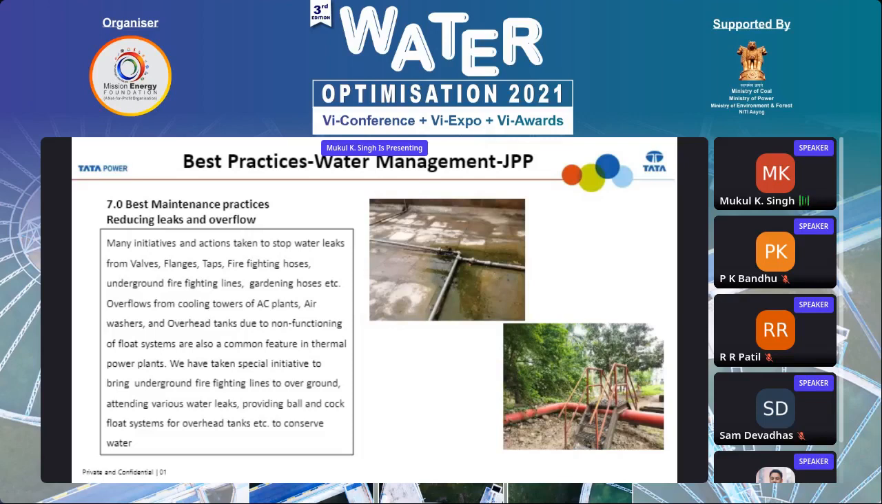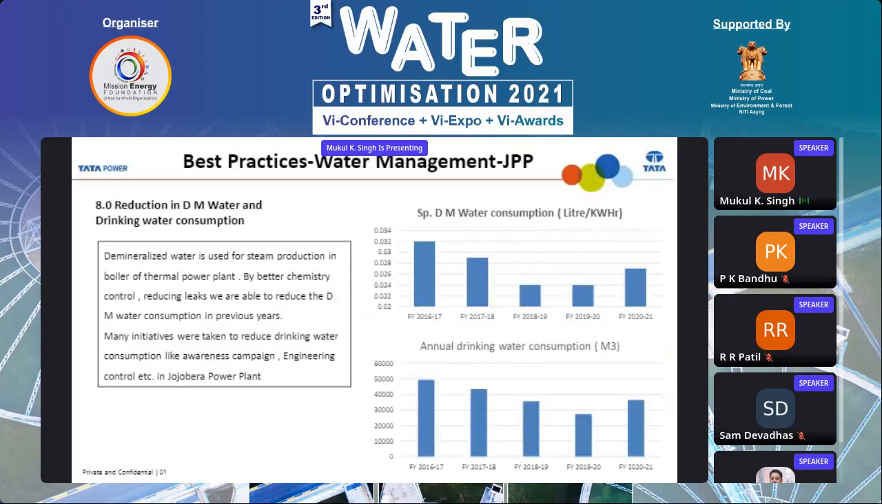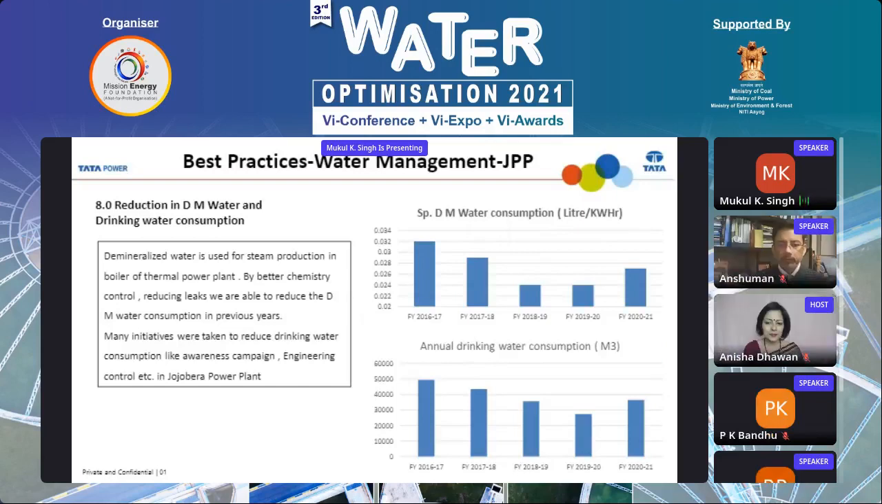So we decided to bring the underground firefighting system overground. We are also providing a ball float system to the overhead tanks where overflow is taking place, and we come to know sometimes that much of the water gets lost. This is also a best practice of water management.